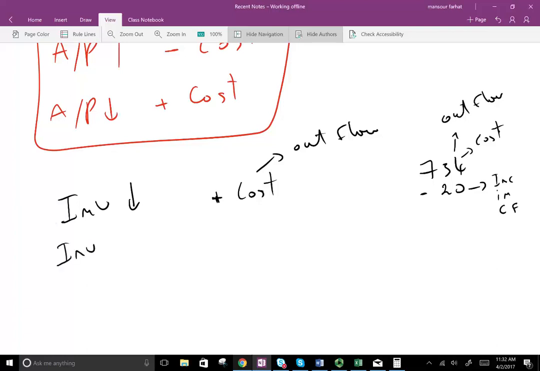And when inventory goes up, we add it as a negative. So if inventory went up, let's assume it went up by 20, it will be plus 20. Therefore, the outflow will be 754. Okay, so keep that in mind.